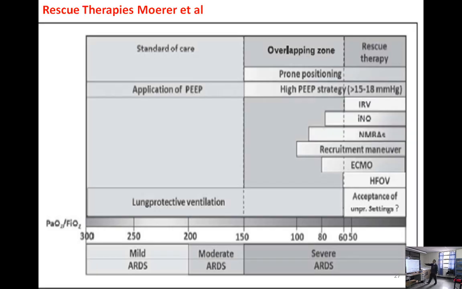So one is standard of care and prone position. This is standard of care. What have I said? You are practicing every day. So you have to do that. Whatever happens in this overlapping zone, you will have to have prone positioning, high PEEP strategies. And you may have to use neuromuscular blocking drugs, because they themselves have a beneficial effect besides preventing ventilator dyssynchrony, recruitment maneuver.